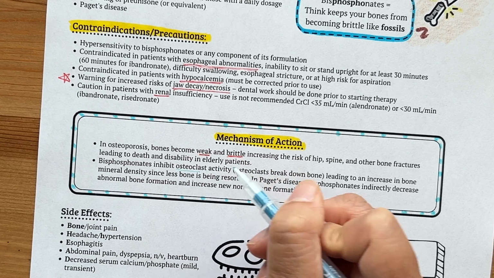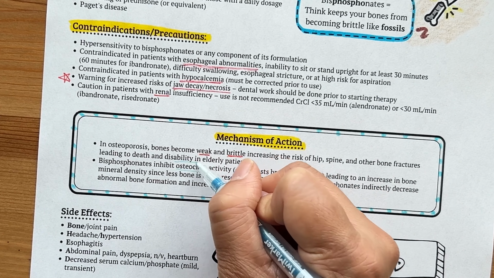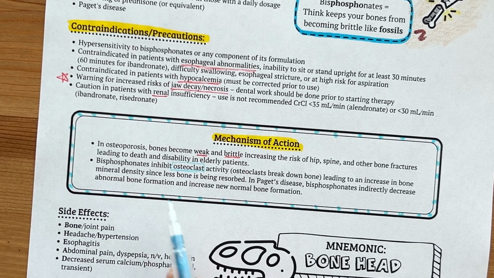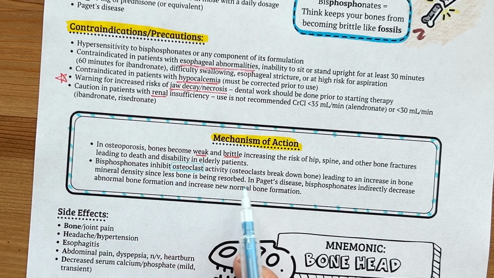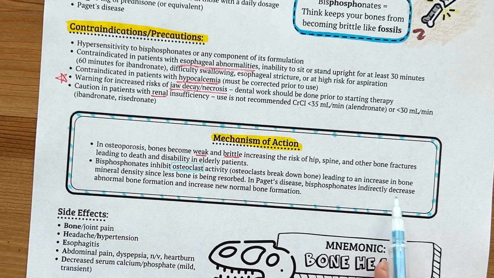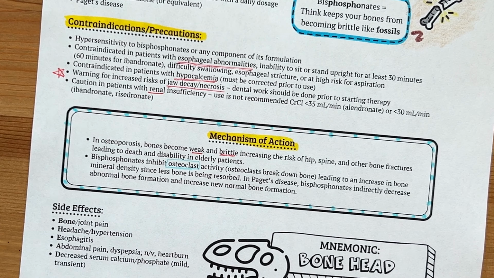By blocking osteoclasts, less bone is being resorbed back into the bloodstream, and instead there is an increase in bone mineral density. In Paget's disease, the mechanism of action is a little different. Bisphosphonates work by indirectly decreasing abnormal bone formation and increasing new normal bone.